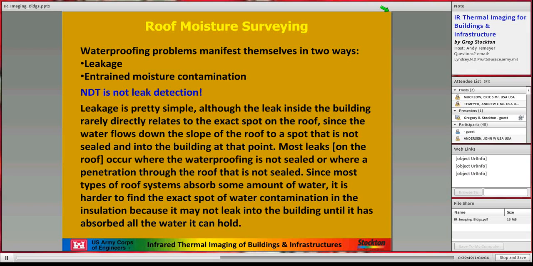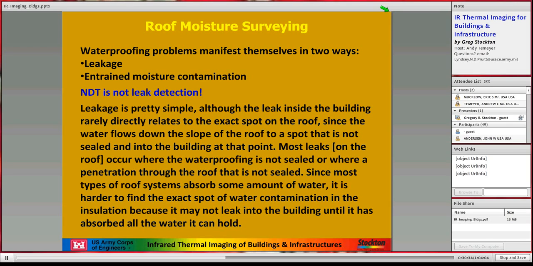Okay, so now I want to take a little bit of time to talk about building roof moisture. Leakage into buildings is not what we do. Infrared thermographers look for entrained moisture contamination. So yeah, when something leaks water in, it's going through the flashing, it's leaking. Some of it will be absorbed into the insulation if it's an absorbable insulation, and some won't. And whatever makes it pass.